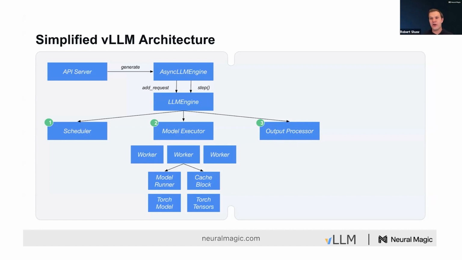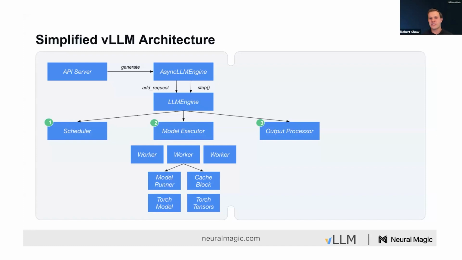The model executor is responsible for taking the work that is scheduled and passing it off to the GPU workers. As Michael talked about, inside of vLLM, we natively support tensor parallelism, sharding the model across multiple GPUs. There's a complex layer inside of vLLM that takes the inputs, prepares them, and then broadcasts them to each one of those workers. Again, this is happening on the CPU.